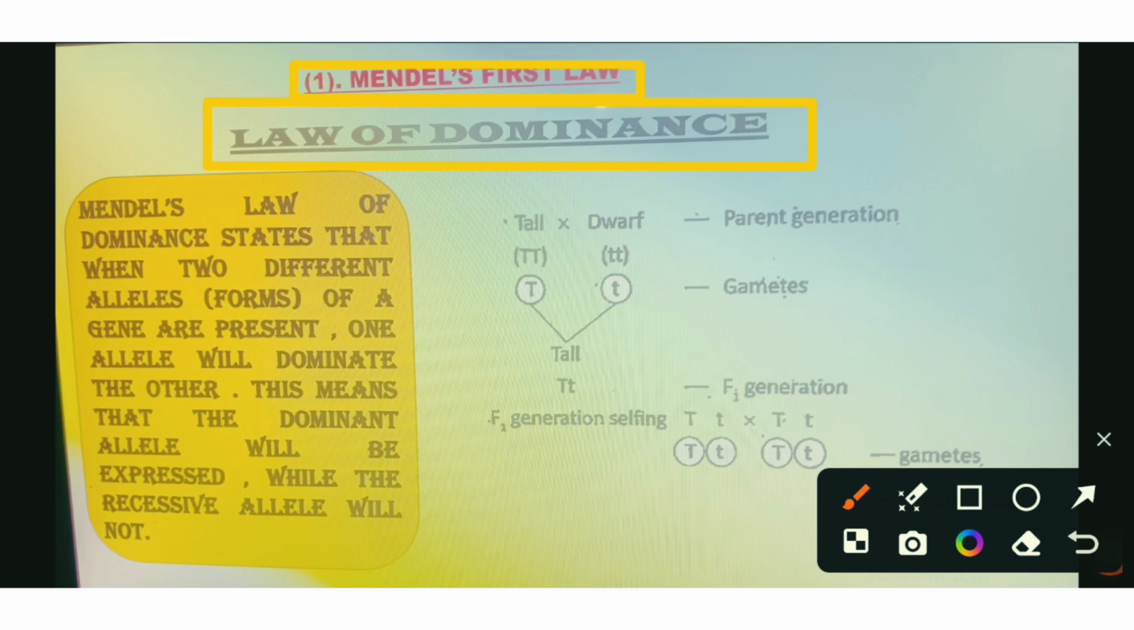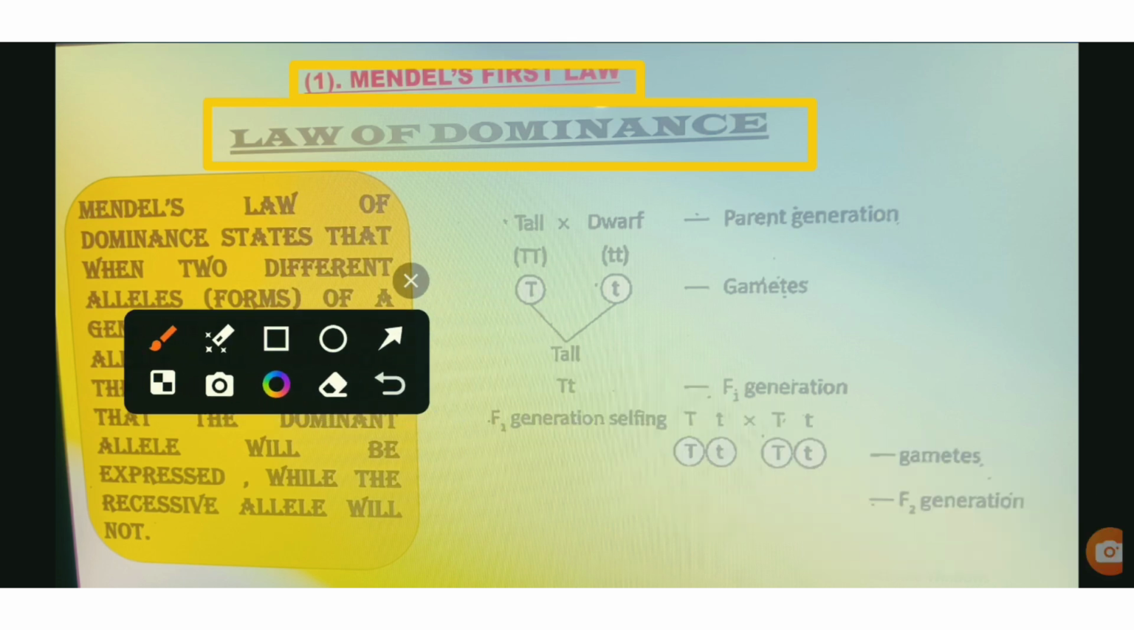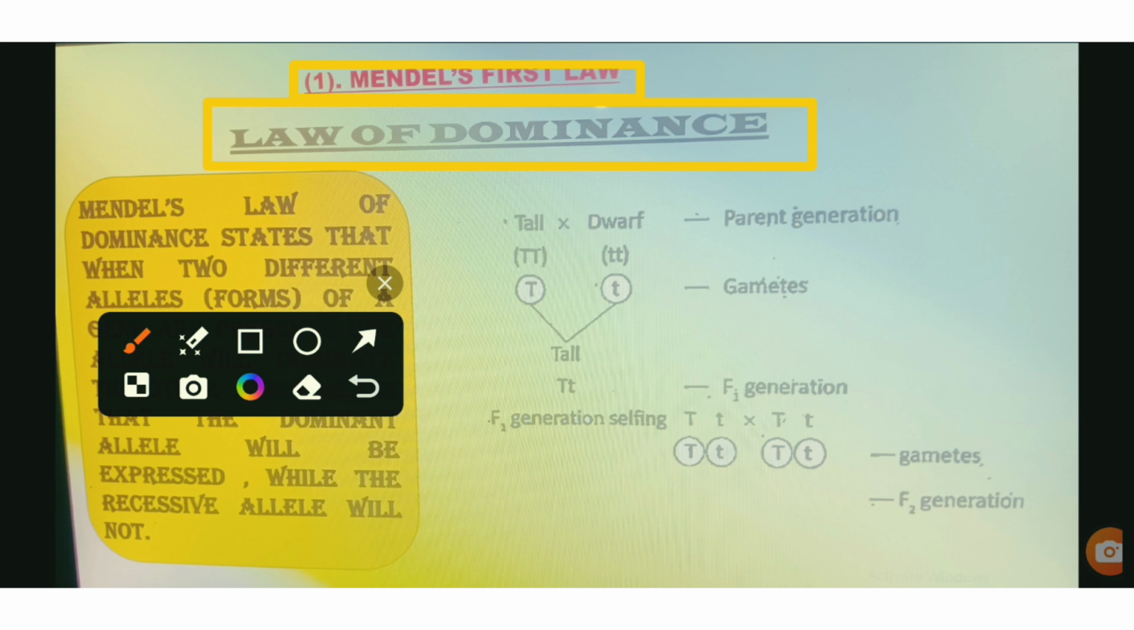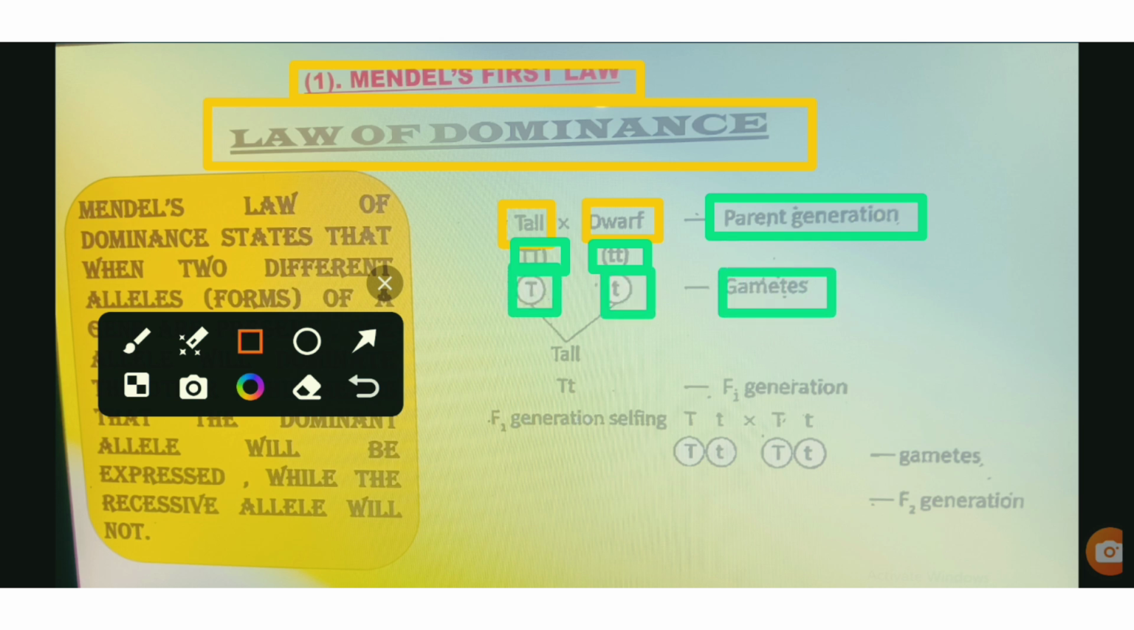Let us understand it with the help of a diagram, which I have made. Let us take two plants. The first plant will be tall and the second plant will be dwarf. We take these gametes. We consider this capital T, and this will be small t. These are the parent generation, and these are the gametes.